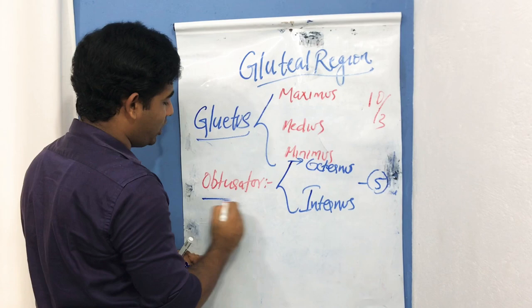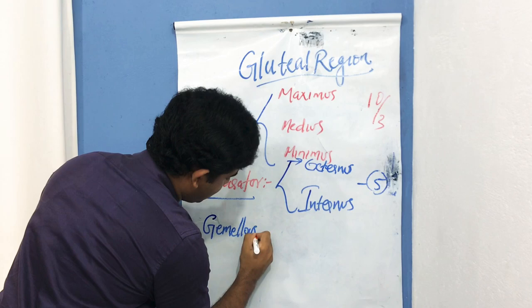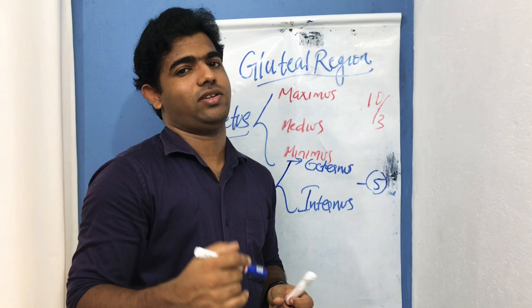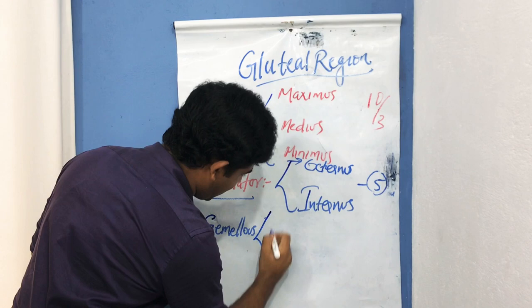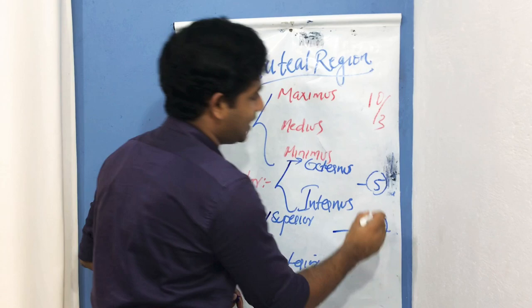And now let us remember the term gemellus. How can you remember the term gemellus? You know that there is a circus company known as the Jumbo Circus. Similarly, you have Gemini Circus. Correlate with that or any other names which you find easy. That is superior gemellus and inferior gemellus. So you get 2 in that single term gemellus.